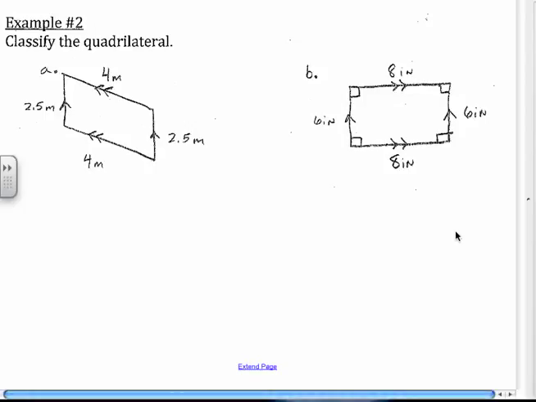Okay, folks, example number 2 says classify the quadrilateral. So I know it's a quadrilateral. I know it has 4 sides. But now we're going to give the special names for 4-sided figures. All right? So, Donald, let's look at this first one.